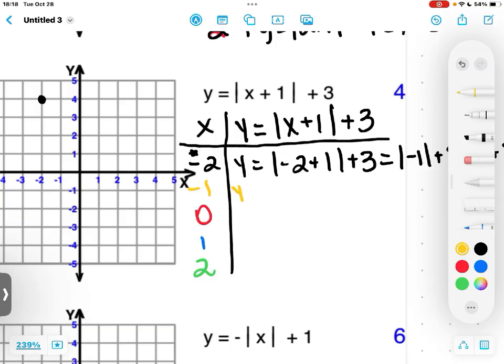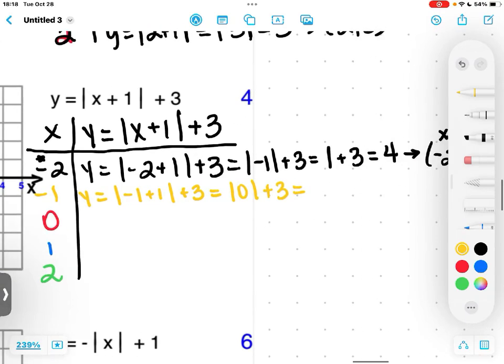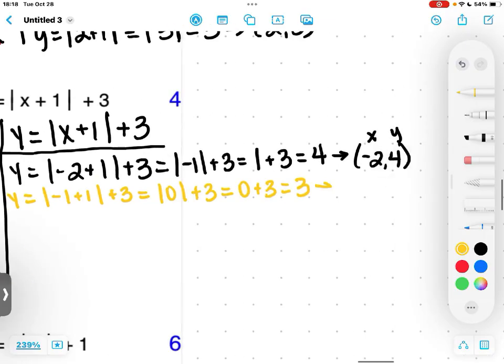From here, next one that we have, y equals absolute value, -1 plus 1 plus 3 equals. Well, -1 plus 1, that's a 0, plus 3. This one's nice and easy. The absolute value of 0 is just 0, plus 3 is just 3.